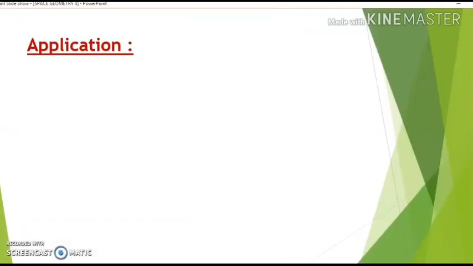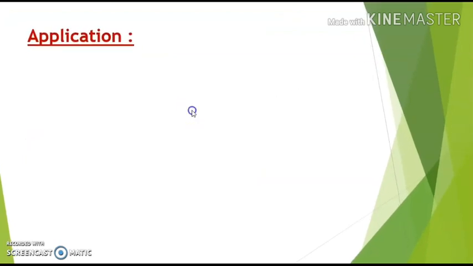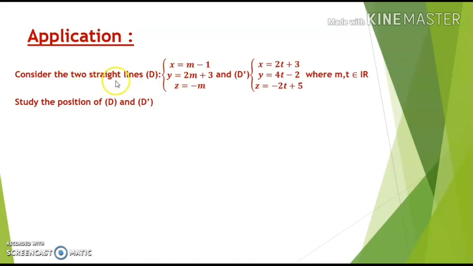Now let's go to an application about this. Consider the two straight lines D of parametric equation x equals m minus 1, y equals 2m plus 3, and z equals minus m, and D prime, another line of parametric equation x equals 2t plus 3, y equals 4t minus 2, and z equals minus 2t plus 5, where m and t are two real numbers. The question is to study the position of D and D prime.